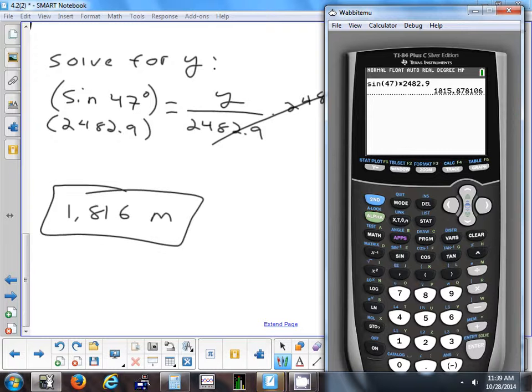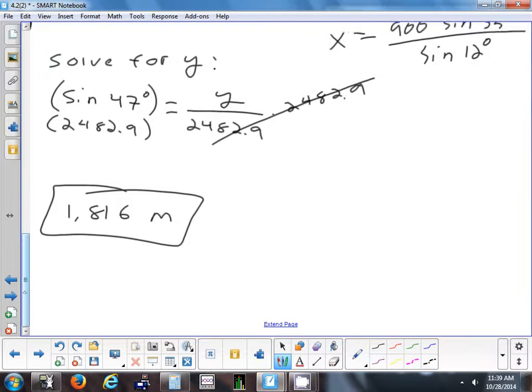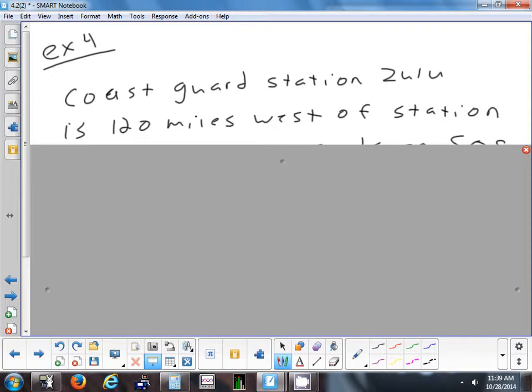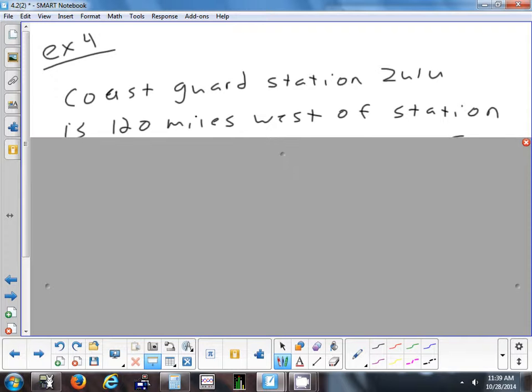Which is pretty decent mountain. Okay, any question on how we did that one? All right, so we'll finish up with the Coast Guard problem. Okay, and then after that, I think we should have a few minutes. I'll start the homework. Okay, so we're going to start off with 2 Coast Guard stations. I don't think in this problem we're going to need to use right triangle trig. We're going to be able to just stick with law of sines.